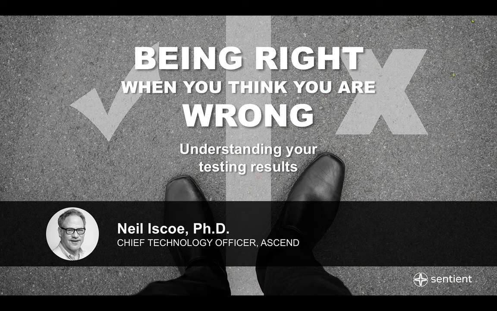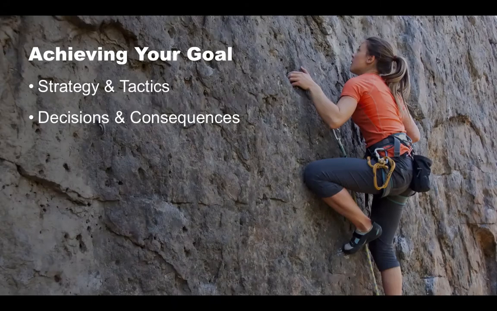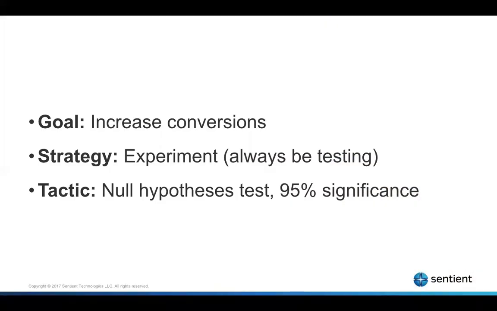Let's start with goals. Achieving the goal is increasing conversions. Today we're going to talk about the strategy, and within the strategy is a plan. Tactics, that's the way you get to the plan. And then along the way, there are decisions that you make, and those decisions have consequences. So let's start off. Our goal, increase conversions.